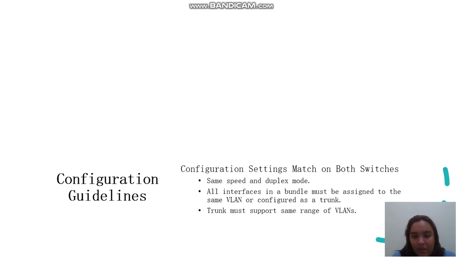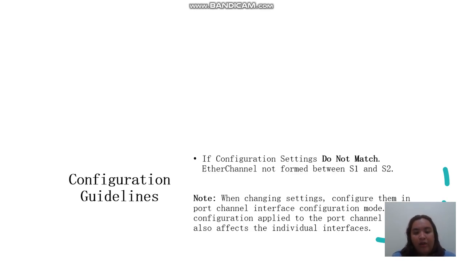Configuration guidelines: configuration settings must match on both switches. They must have the same speed and duplex mode. All interfaces in the bundle must be assigned to the same VLAN or configured as a trunk, and a trunk must support the same range of VLANs. If the configuration settings do not match, an EtherChannel is not formed between S1 and S2.